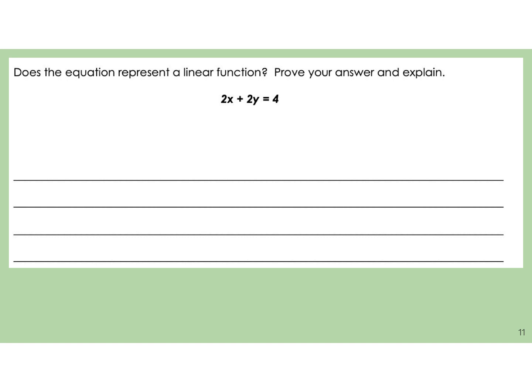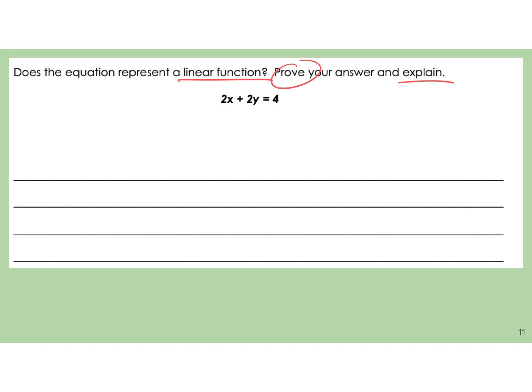Okay, practice problem 2. Is it linear? Prove your answer, explain. Okay, so this is why we learned all 4 criteria, okay? There is a way to graph this, but we don't know how to do that yet. So I can't graph it. There is a way to find the slope, but we don't know how to do that yet. So I don't know if my rate of change is constant.